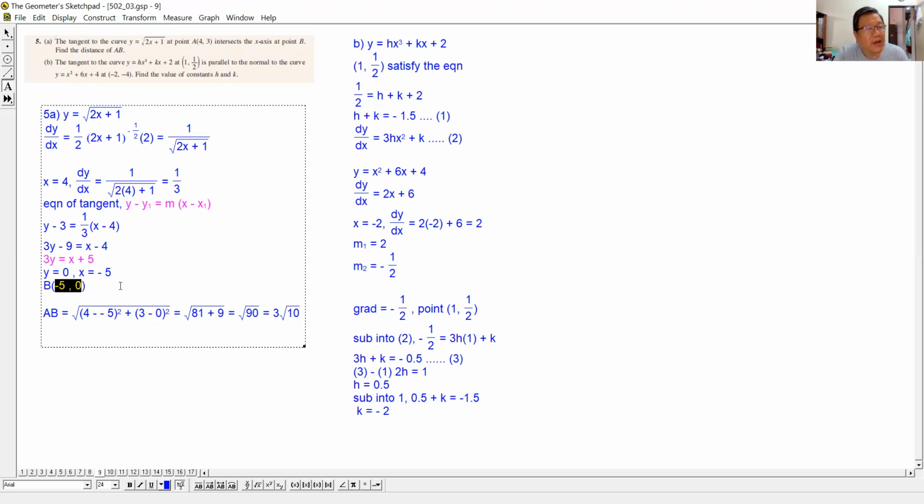This is the point B. Using the point B and the point A, I can find the distance between A and B using the formula square root of (x2 minus x1) squared plus (y2 minus y1) squared. So this is the formula, so you can find the distance AB.